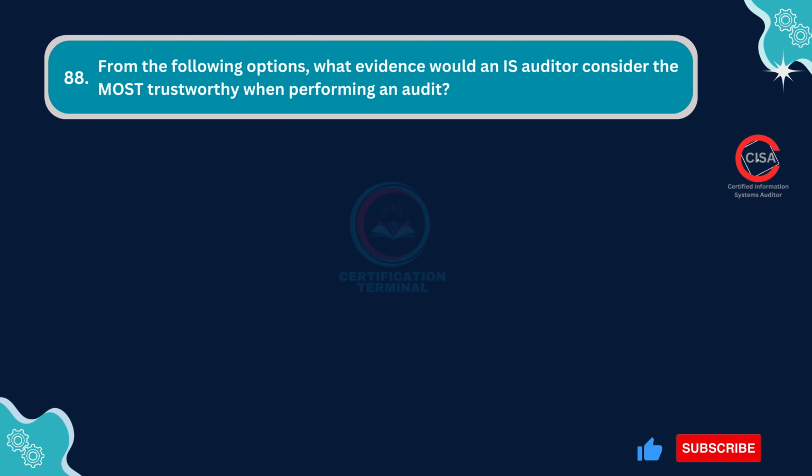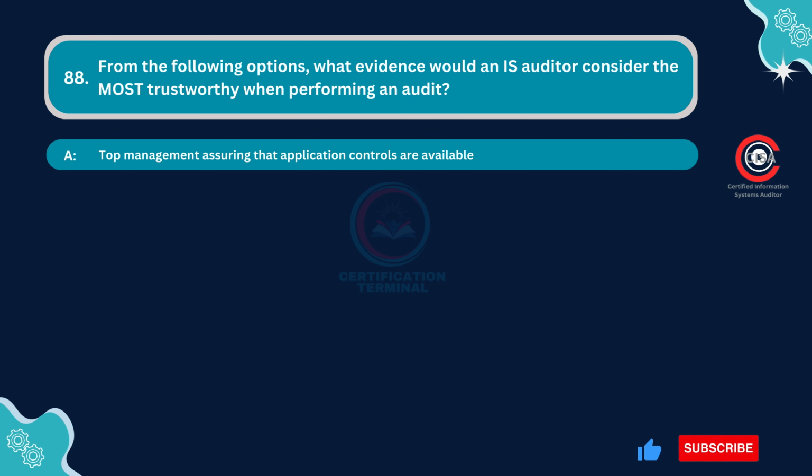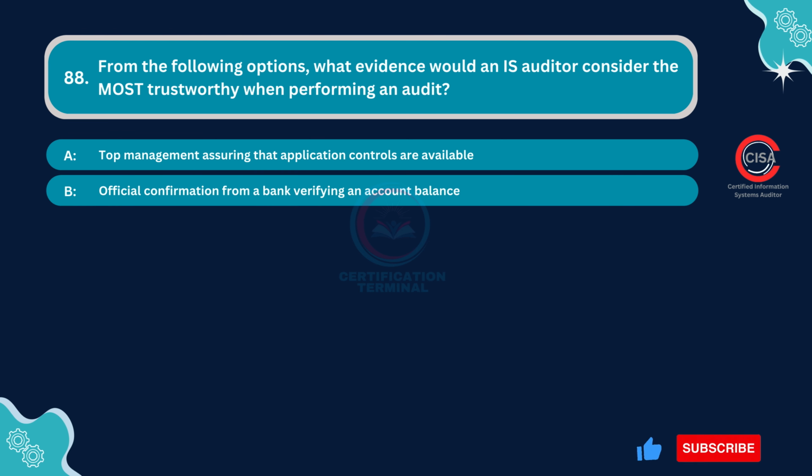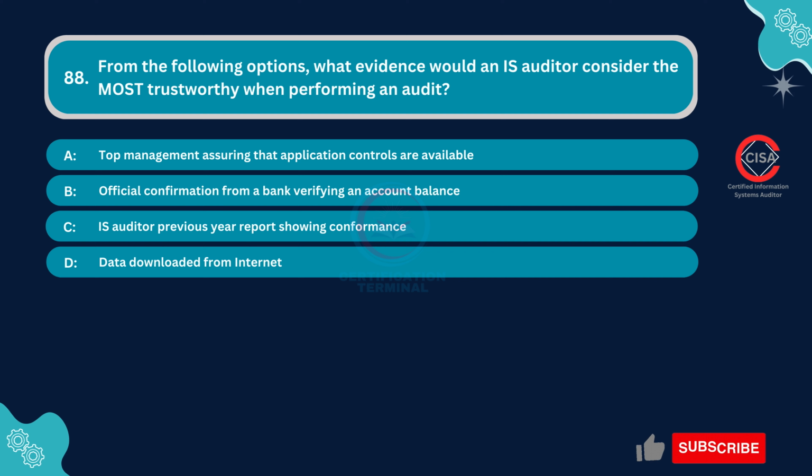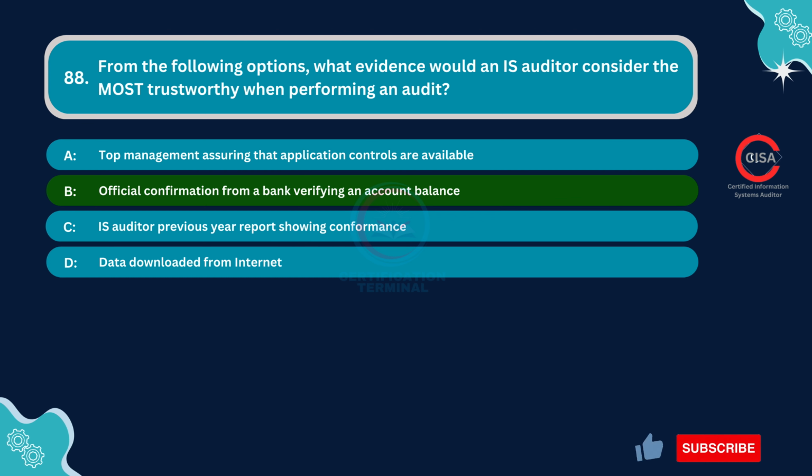Question number 88. From the following options, what evidence would an IS auditor consider the most trustworthy when performing an audit? Option A, top management assuring that application controls are available. Option B, official confirmation from a bank verifying an account balance. Option C, IS auditor previous year report showing conformance. Option D, data downloaded from the internet. The correct answer is Option B, official confirmation from a bank verifying an account balance.